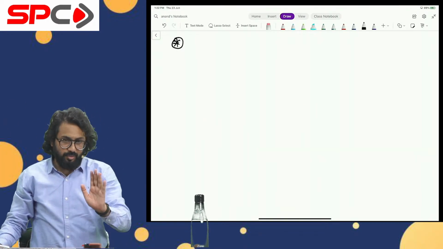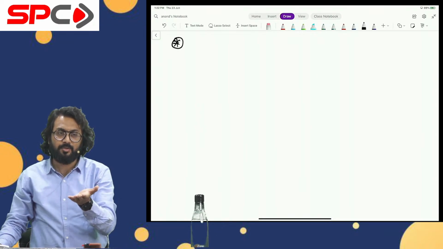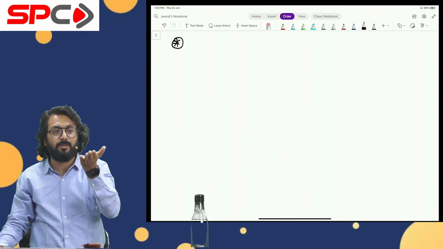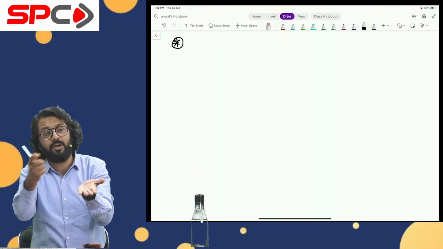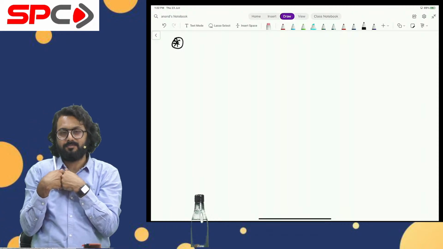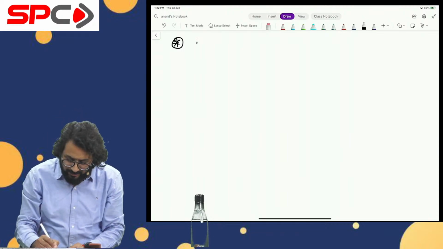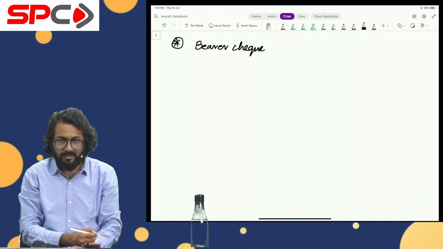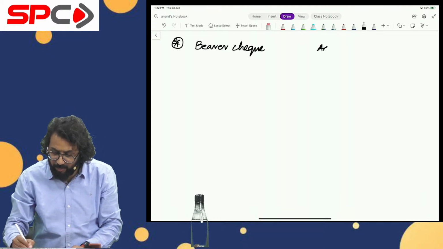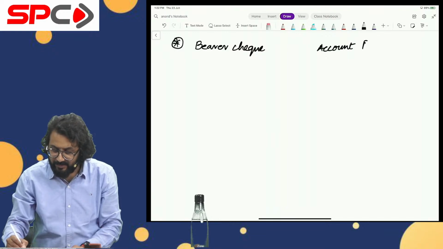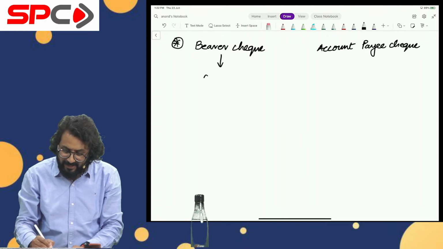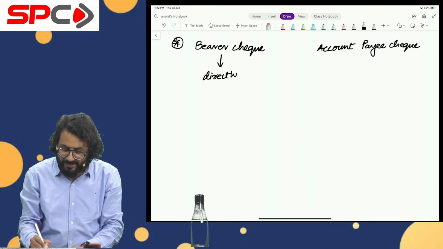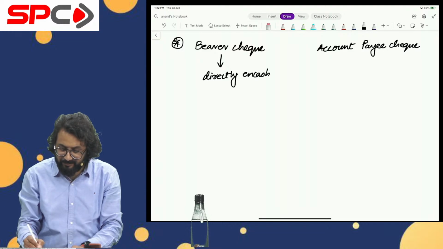So I am just trying to say, with an account pay check, you don't get the money immediately. You have to first deposit it in the account. It will get cleared in your account and then you can withdraw the money. Have you understood? So there is a concept called a bearer check, and then there is another concept called an account pay check. Agreed? Now, boys and girls, a bearer check can be directly encashed over the counter.